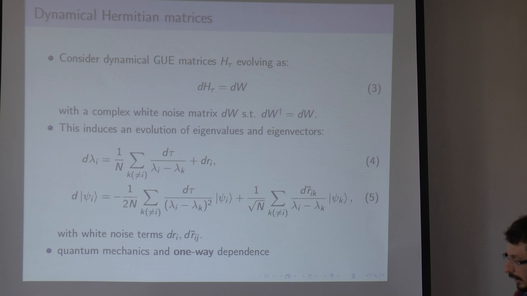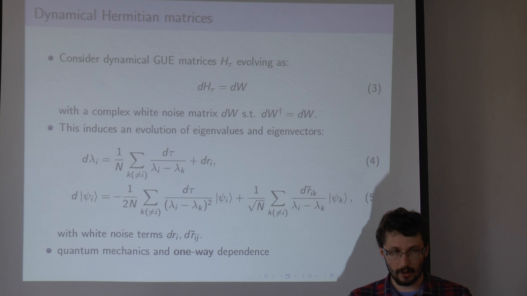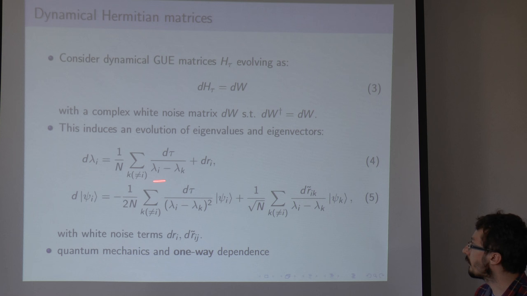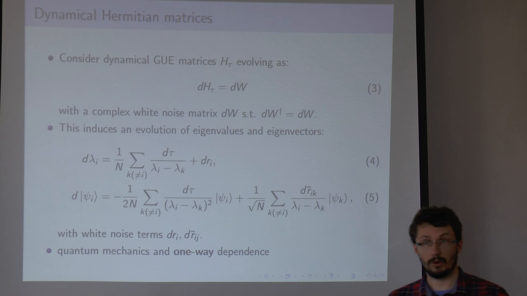Okay, and so now the natural question is, if we have a matrix which diffuses, how do the eigenvalues and the eigenvectors behave? It turns out this is a pretty straightforward calculation done in every quantum mechanics course, at least for both of them, really. We have this term which says that when we diffuse the matrix, the eigenvalues start to repel each other.